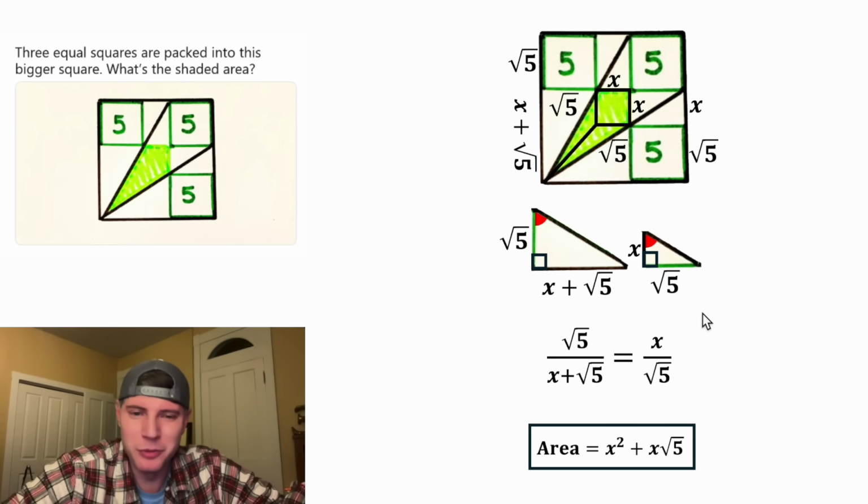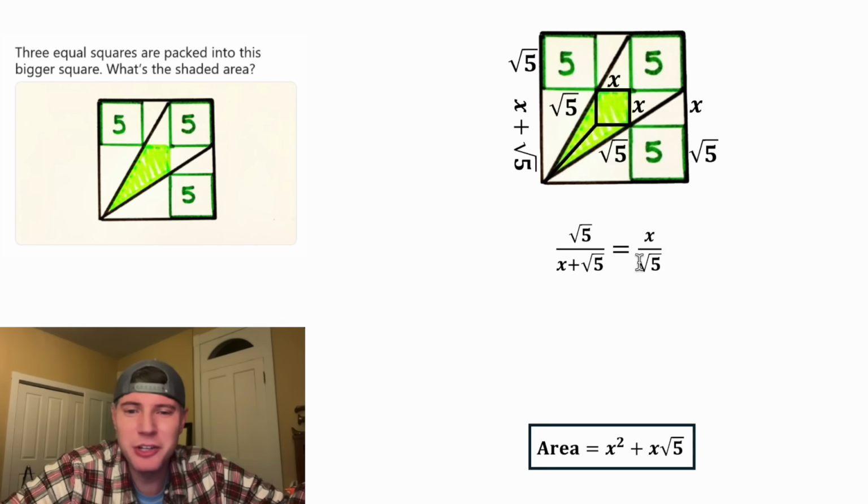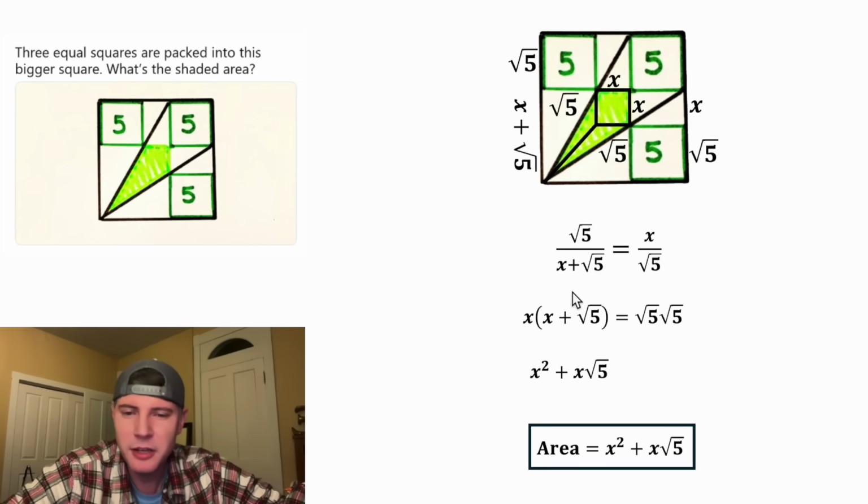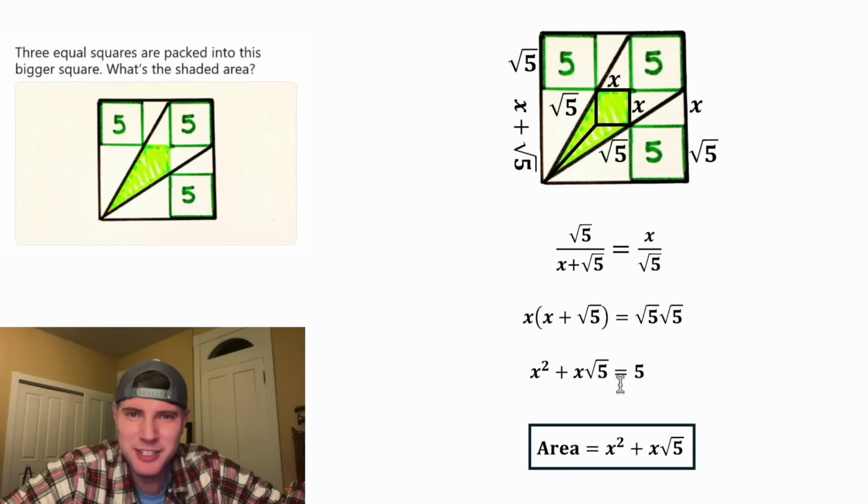And then I ran out of room. Let's bring this up here. To solve this, we can cross multiply. It'll be x times x plus root 5 equals root 5 times root 5. And then on the left-hand side, this x can distribute to each of these, giving us x squared plus x root 5. And on the right-hand side, root 5 times root 5 is equal to 5. So now we have x squared plus x root 5 is equal to 5.